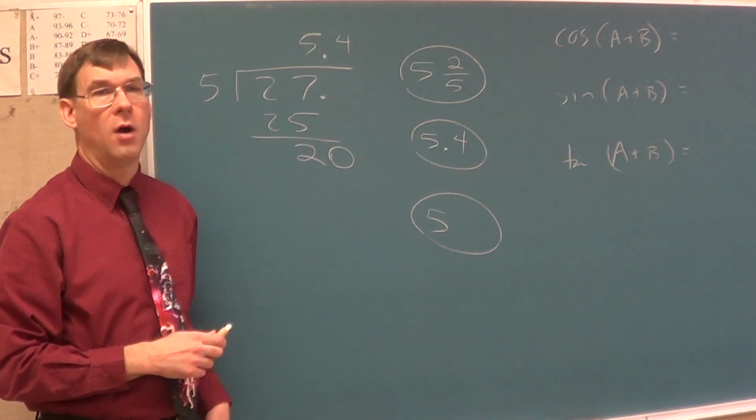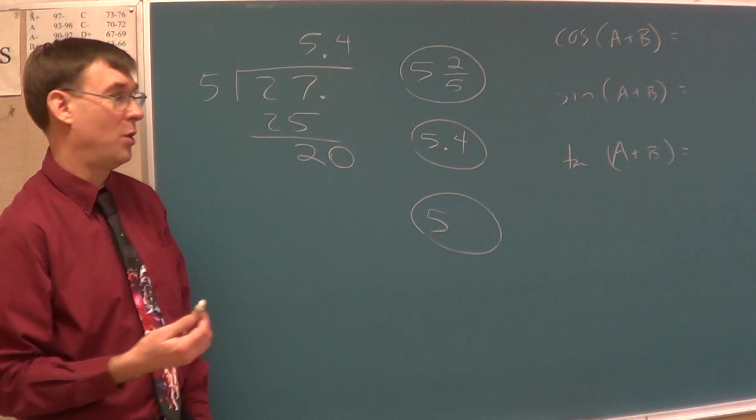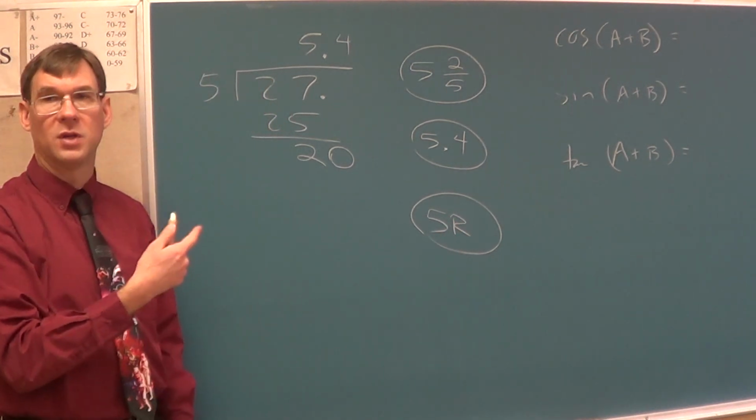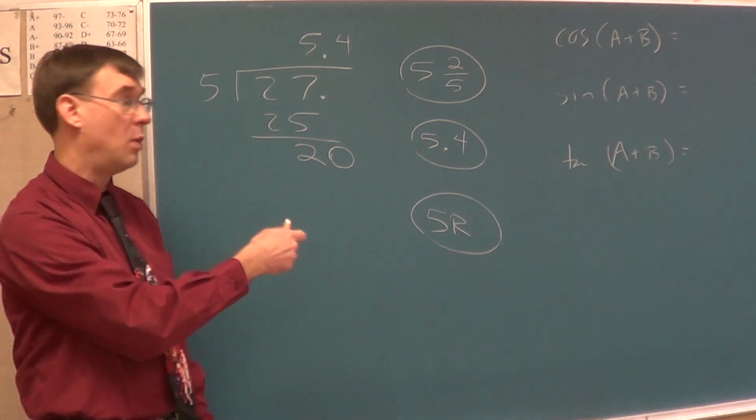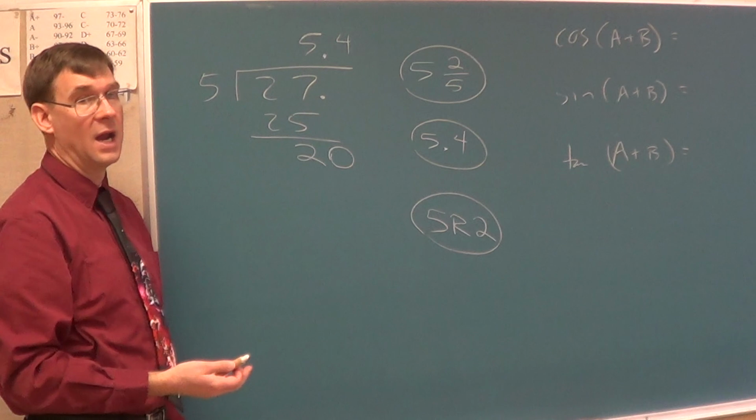There's still one more, and I think it's the easiest one to do. Just put an R. Just put an R, and what was our remainder before we started fooling around with zeros? 2. It was a 2. So we could just put 5 remainder 2. That's what they're going to have you do today.